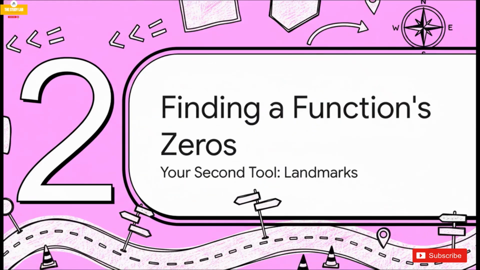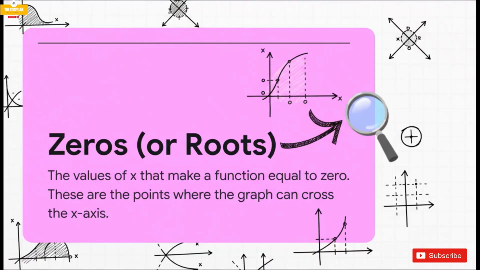Let's grab our second tool. If inequalities are the rules of the road, then a function's zeros, well, those are the key landmarks on our map. So what are we even talking about with a zero or a root? It's super simple, really. It's just any value of x that makes the whole function spit out a 0. Think of it like this. These are the only spots where the graph is even allowed to touch or cross that main horizontal x-axis. They're like anchor points for the entire graph.